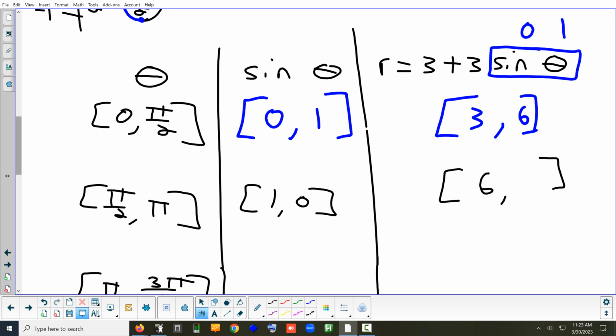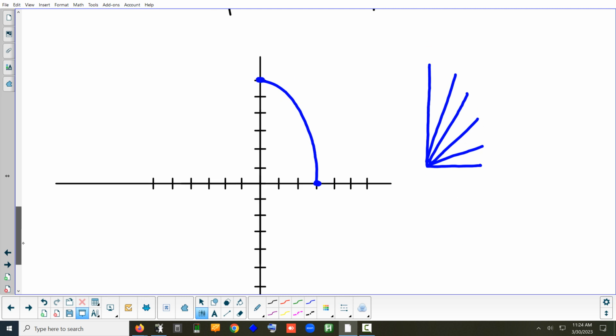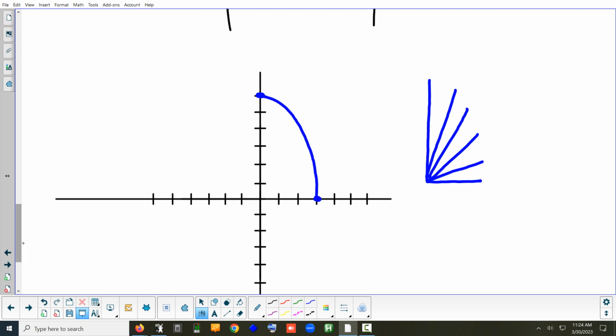It's going from 6 back to 3. Because the biggest number you're going to get in this section is a 1, times 3 plus 3 is 6. And then the smallest one you're going to get when you're all the way at 180, that's going to be 0. 0 times 3 is 0, plus 3 is 3. So the radius is shrinking back to what it was, and it does it in a symmetrical way that it did it in quadrant 1. So it's going to be like a mirror image of the way it grew, the way it's going to shrink.